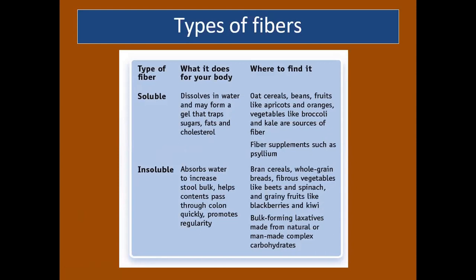Now the second one is the insoluble fibers. The first one, the soluble fiber, is found in oats, then cereals, beans, and fruits like apricot and orange. Vegetables like broccoli and kale are also sources of fiber that should be available.